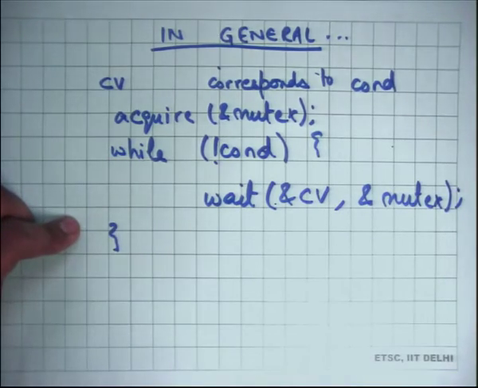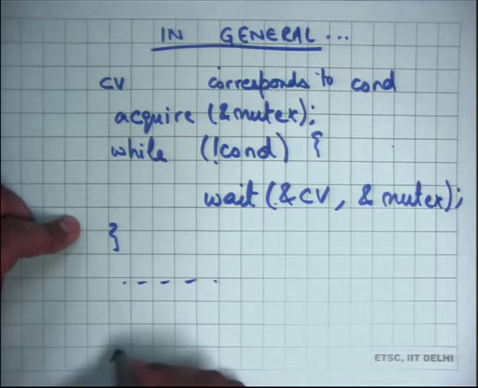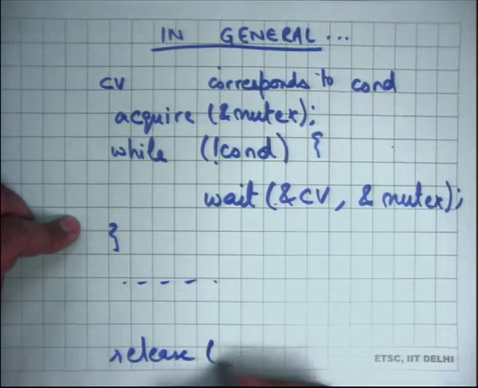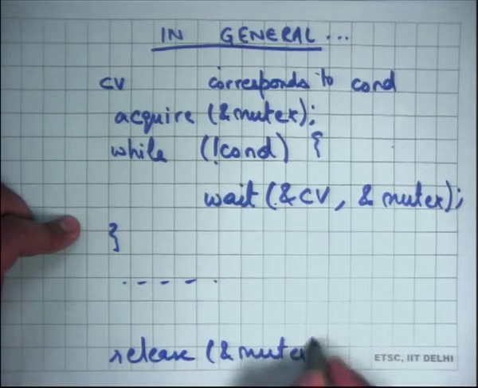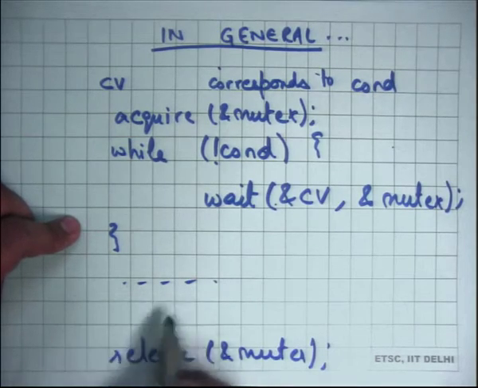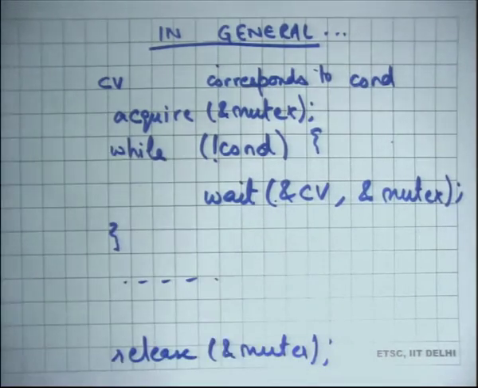So this will be the general pattern, and of course you will do something here and then you will release the mutex, right. And you may want to notify or not notify depending on whether you expect somebody else to be waiting on a condition or whether you have made some other condition true or not, right. So this is a general pattern in which a condition variable is used.